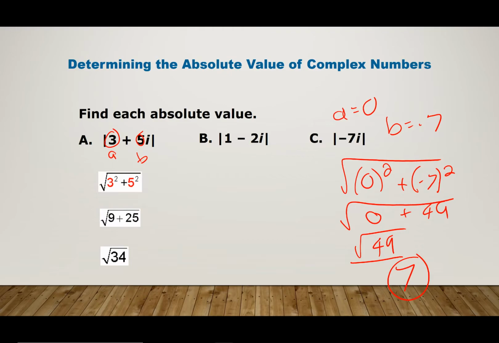Now, you can use that whole formula, but if you just think about it, I'm going to put that on a graph. If you just graph the point negative 7i, right, 0 real part, not going left or right on the real axis, just going down 7 on the imaginary axis. It's right here, right? That's the point negative 7i. And because it's a direct route to 0, it's an easy 7 units away from 0. So you can think about it graphically too.